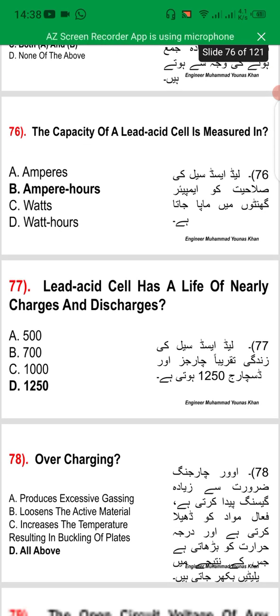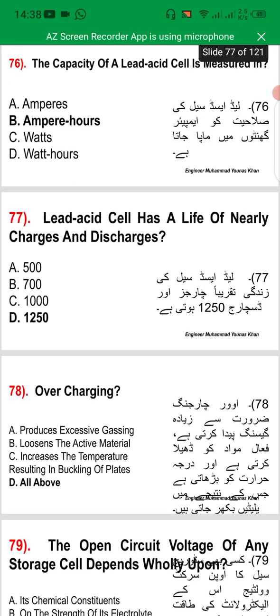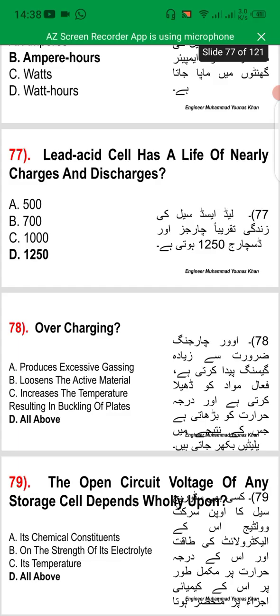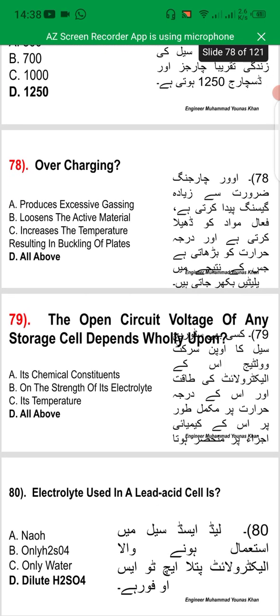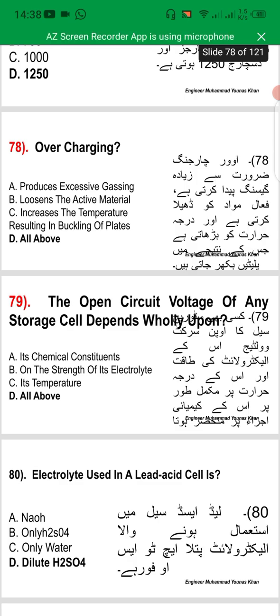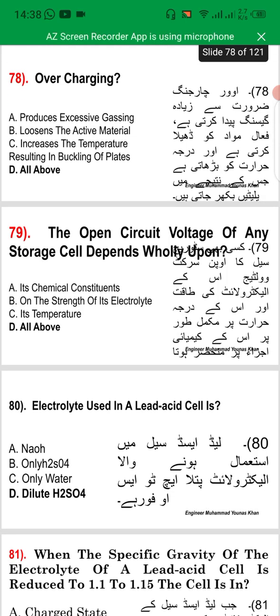The capacity of a lead acid cell is measured in ampere hours. A lead acid cell has a life of nearly 50 charge and discharge cycles. Overcharging produces excessive gassing, loosens the active material, and increases the temperature, resulting in buckling of plates.